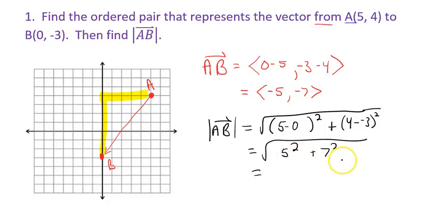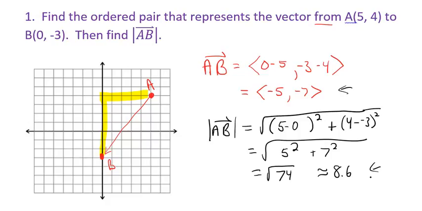And so that's 25 and 49, and that ends up to be the square root of 74. And you may see this broken down, or you may see it as a decimal, 8.6. But either one of those is acceptable as the magnitude of this vector. So this is the vector, the ordered pair. So that's the first part that they're asking for, and then this is our magnitude.